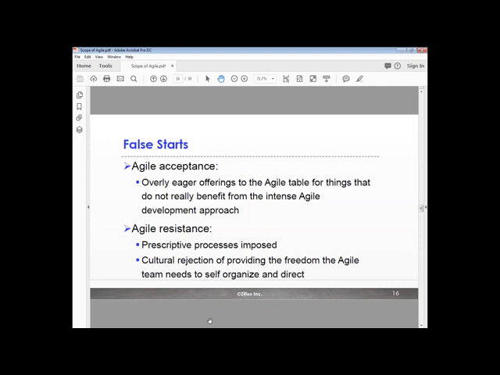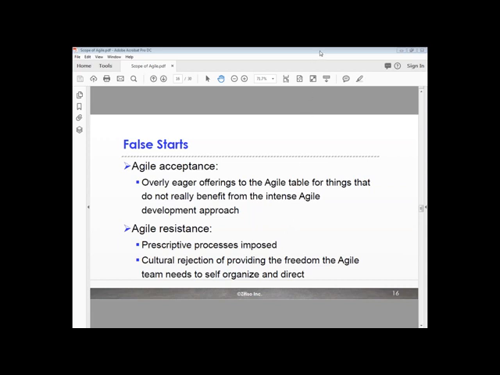Now, I'm curious, in the group here, how many of you are actually experiencing the handicap of Agile resistance, where they've said they want Agile, but you don't feel that they're supporting it? So raise your hand for that one.